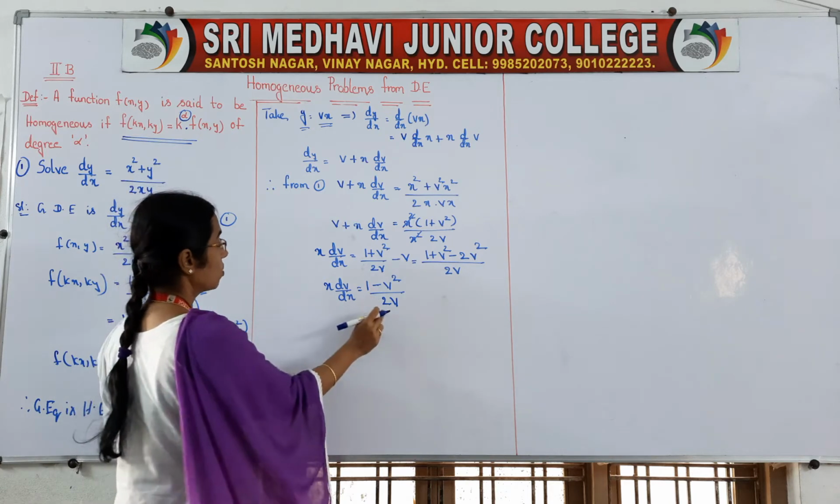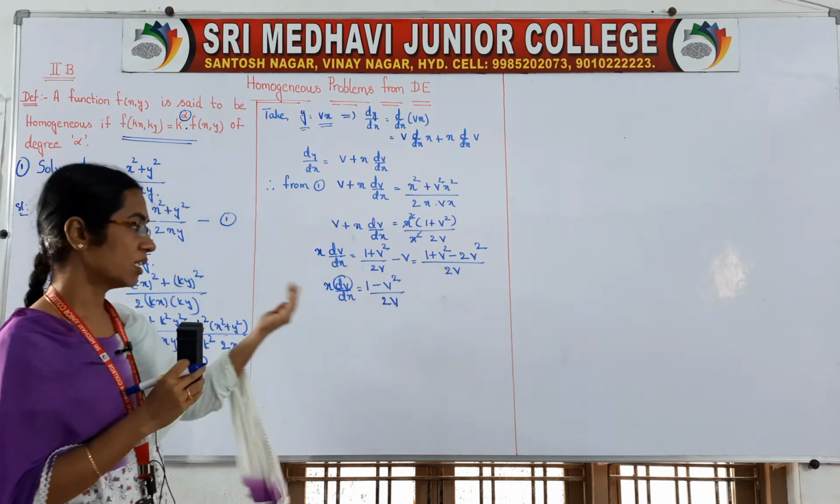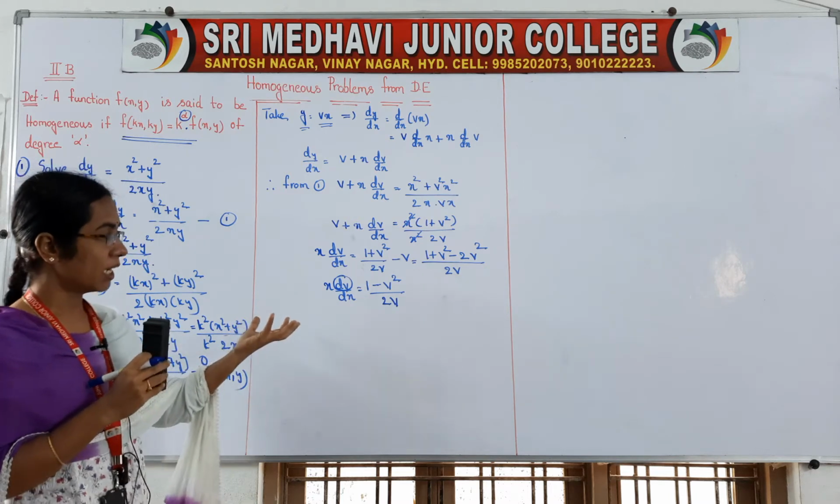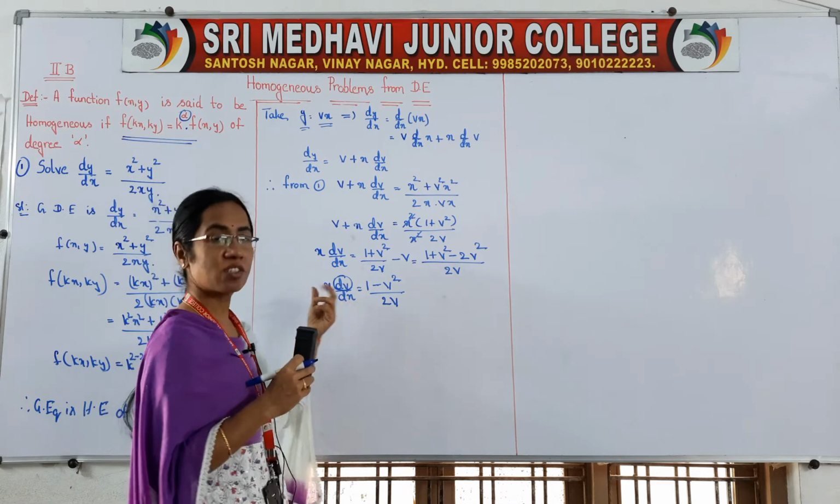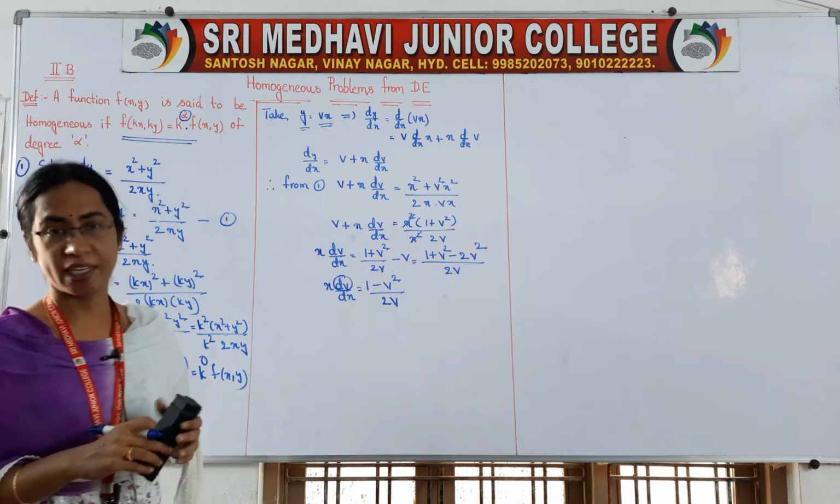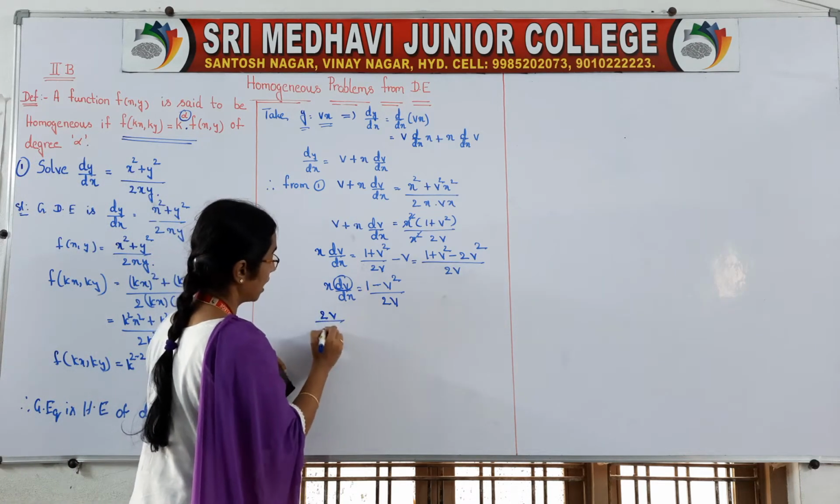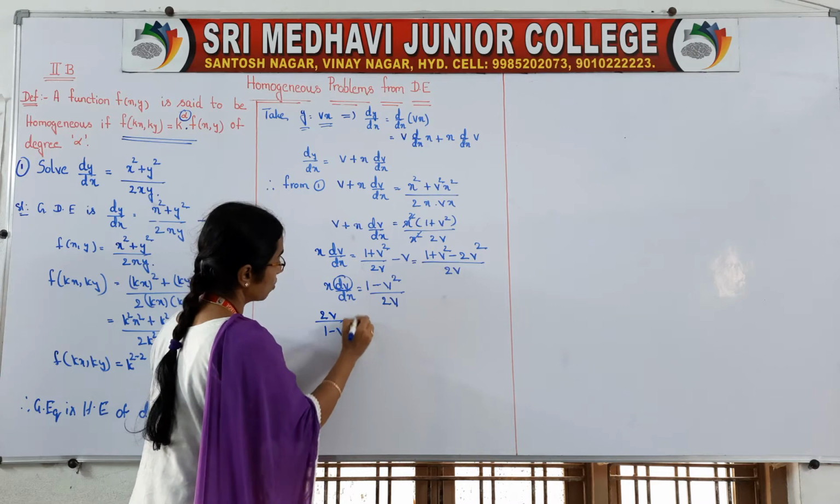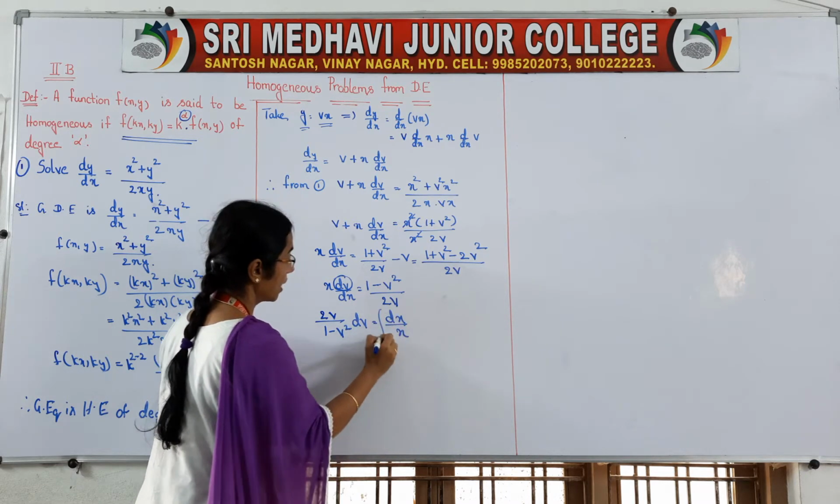Okay, so now you take, here dv is there, right? So all the v terms should come here. Now it is in variable separable form, some v terms into dv, some x terms into dx, right? We have to separate, then we have to integrate. So it is 2v by 1 minus v square dv is equal to dx by x.